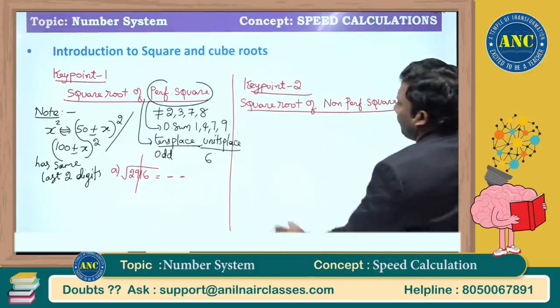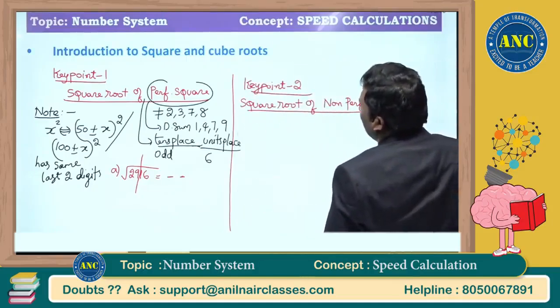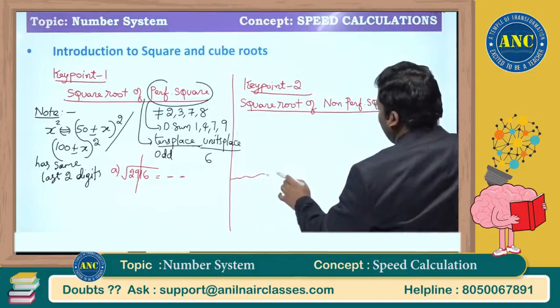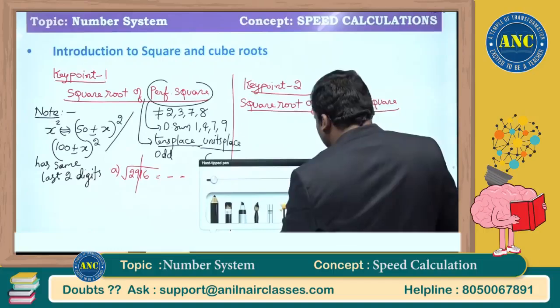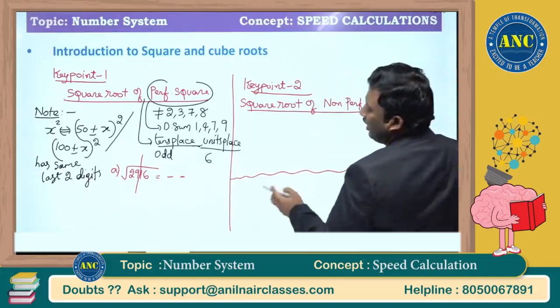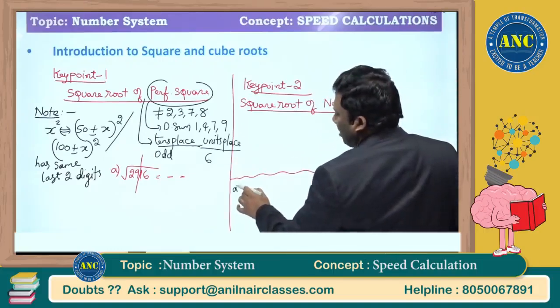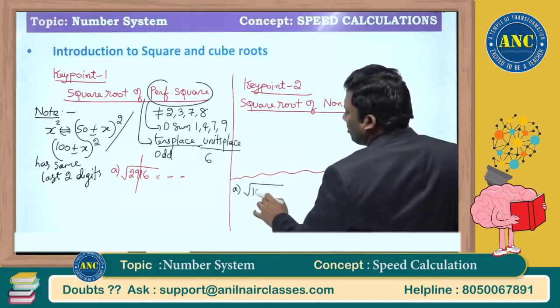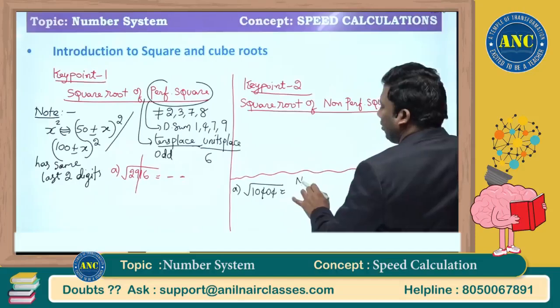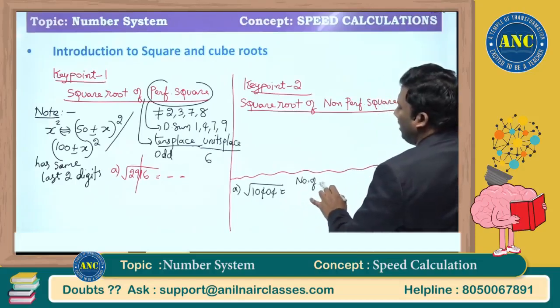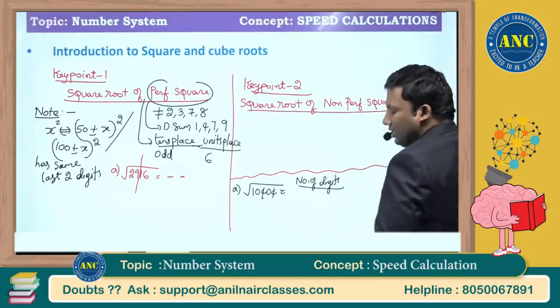How many digits are there in the answer? For example, I will take this space and I will create some more questions so that it will be easy for you to understand. Suppose the question is square root of 10404. How many digits are there in this answer?